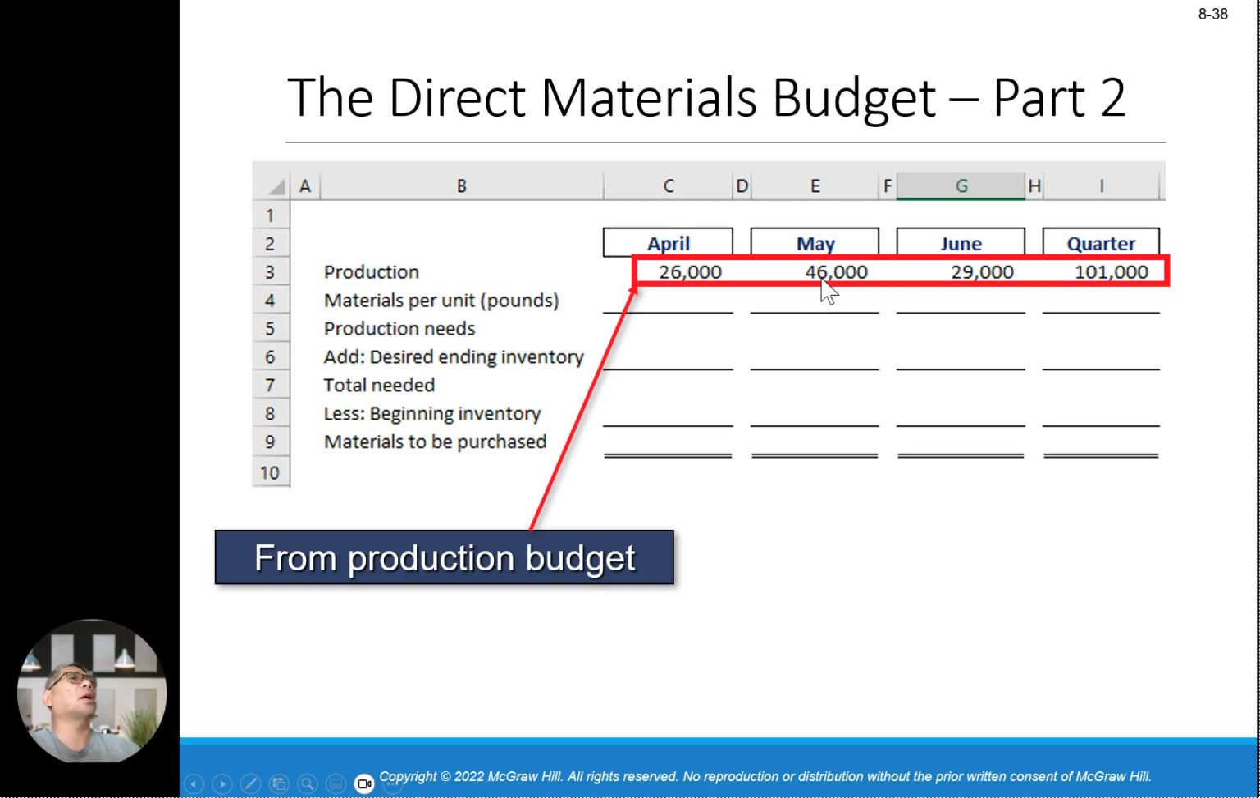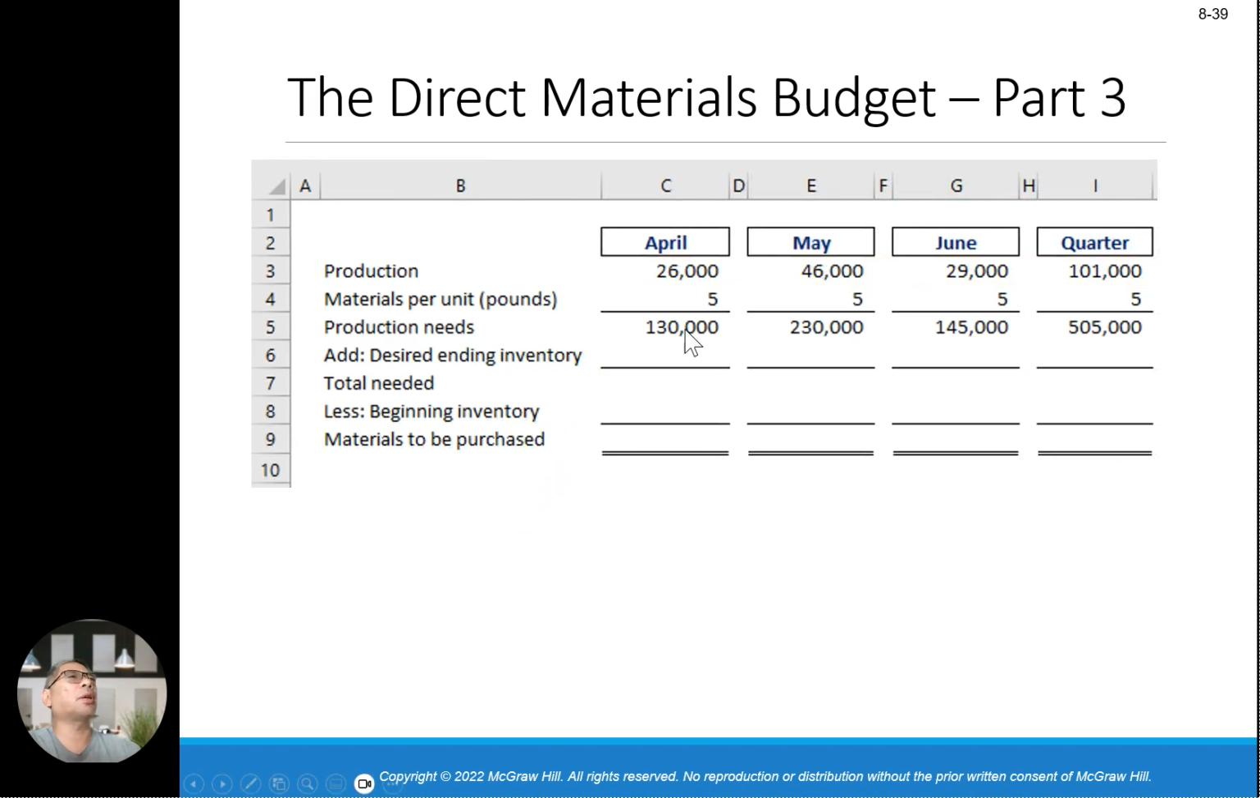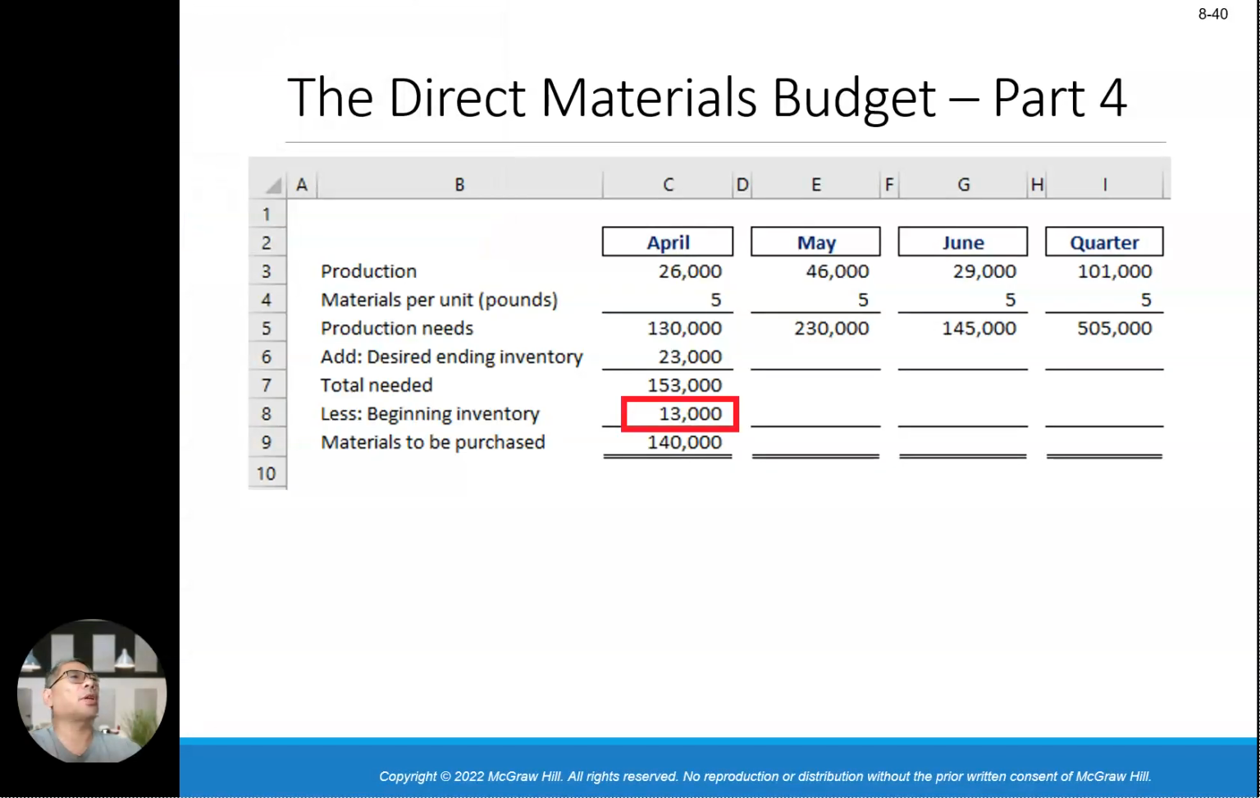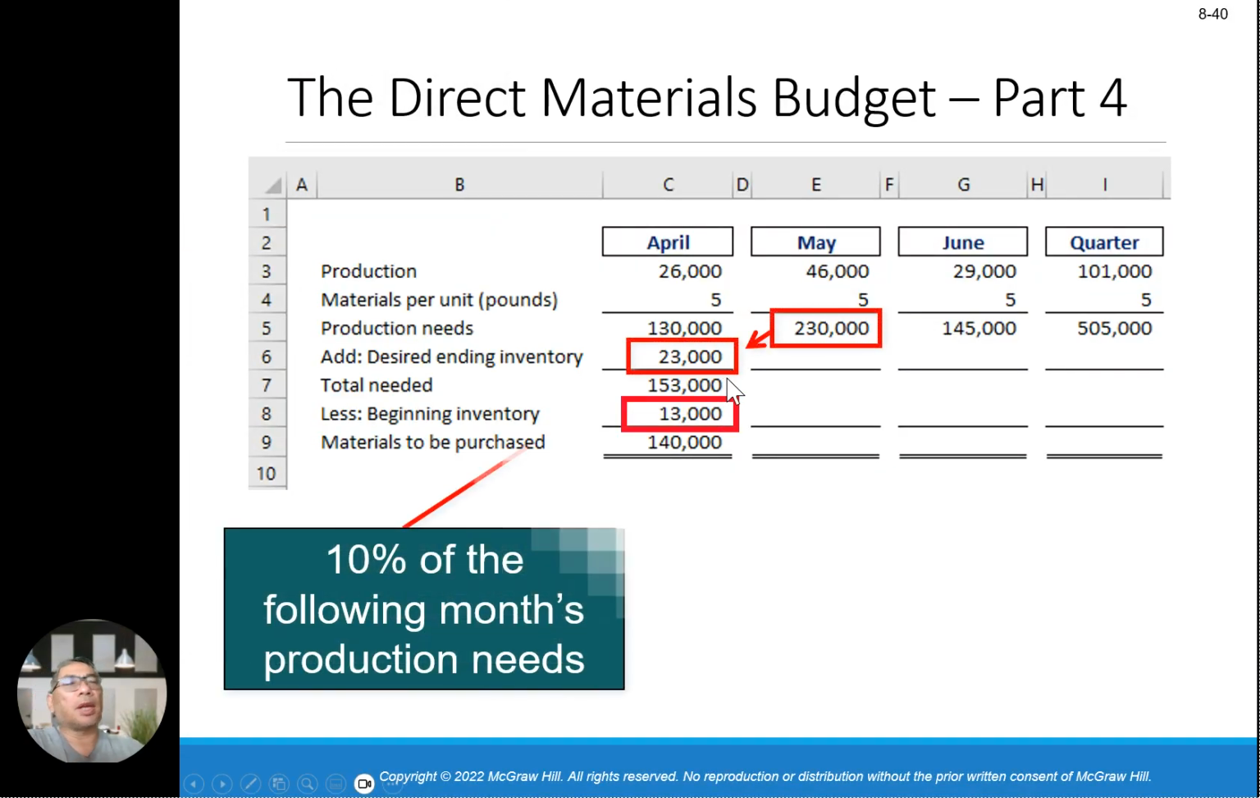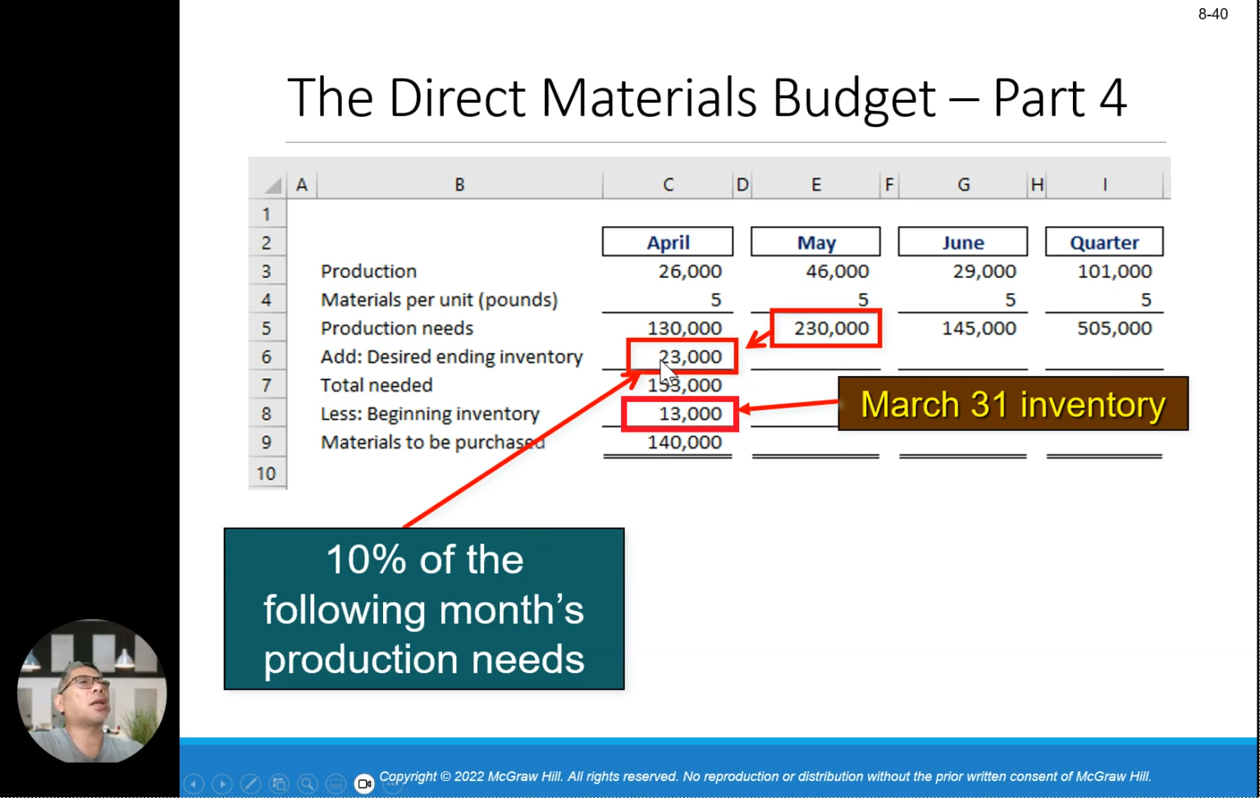Okay, 26, 46, 29. You got 101,000. Again, you got materials per unit in pounds. Then you got production needs here. Multiply all of them. Then you go to the next level. You got 13,000 here. Okay, this is 10% of the following month's needs. Where do you get the following month's needs? This is the one, 30% here. Okay, and then you got totaling up 143, 130 plus 33. You got 143. Where you got the 33 from the following production. You got the March 31st inventory beginning here. So you got materials to be purchased 140,000.